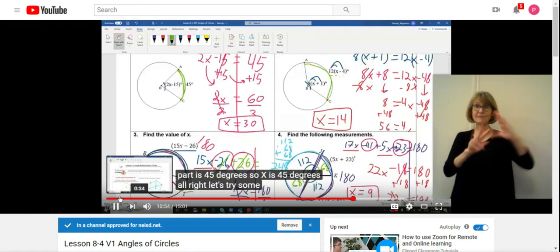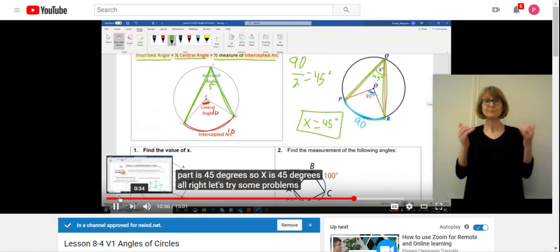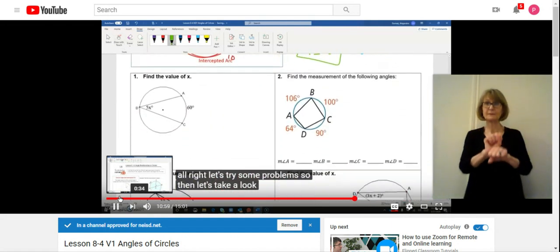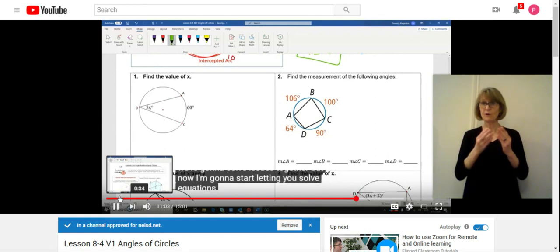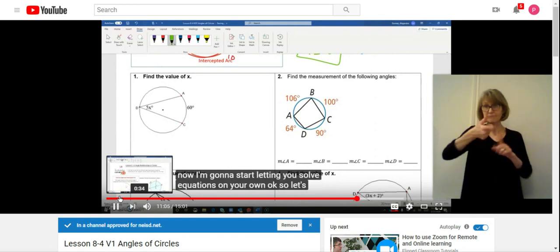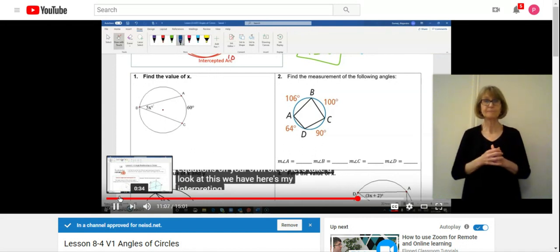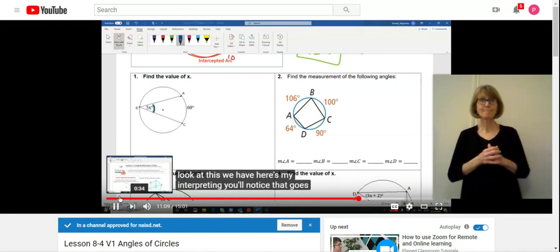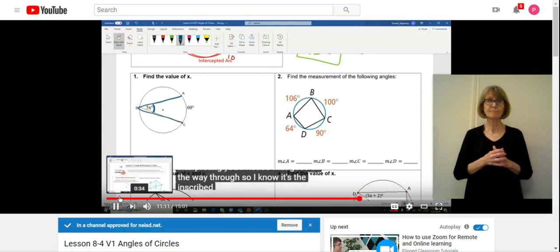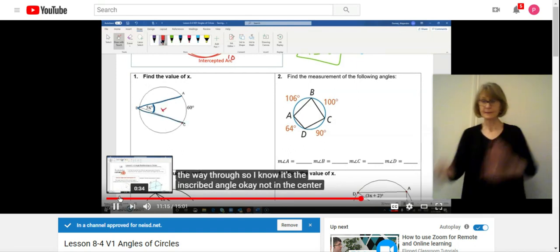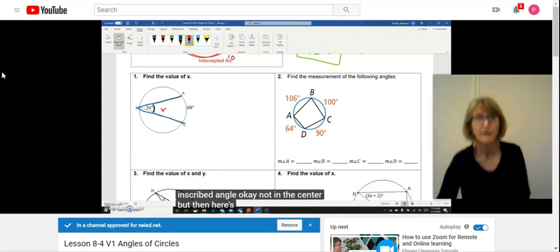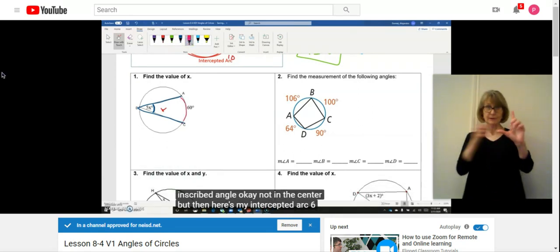All right, let's try some problems. So then let's take a look at number 1. Now we're going to solve some equations together, but now I'm going to start letting you solve equations on your own, okay? So let's take a look at this one. Here's my inscribed angle. Notice that it goes all the way through, so I know it's the inscribed angle. It's not in the center. Okay, not in the center. All right, so then here's my intercepted arc, 60.